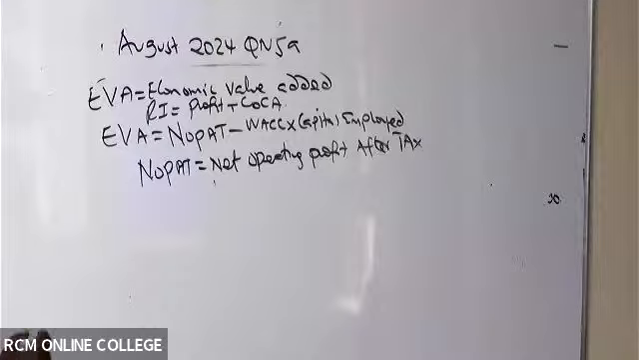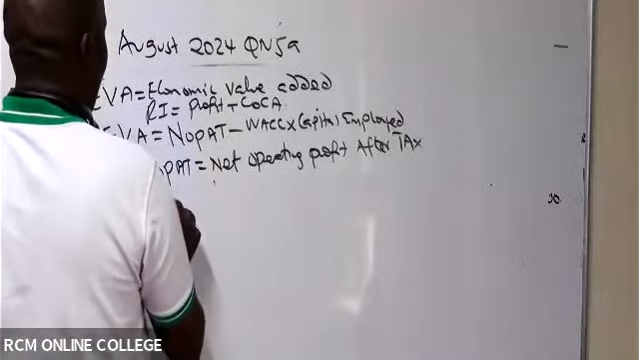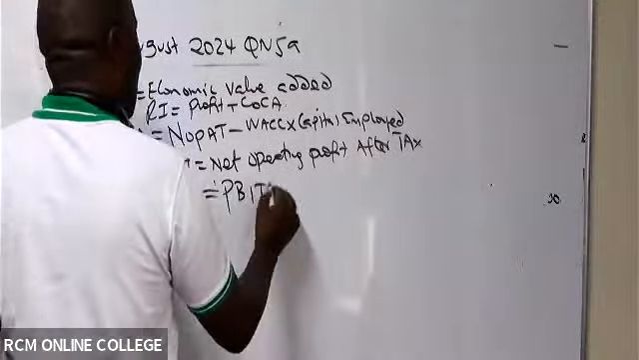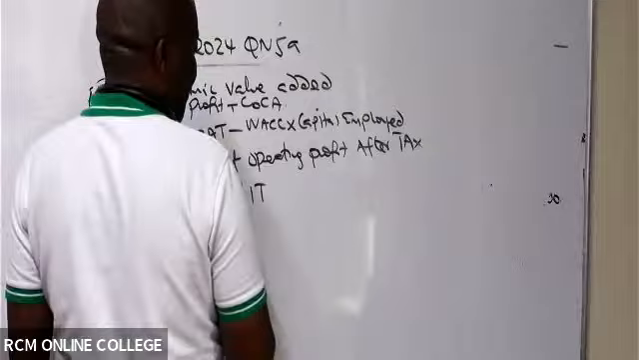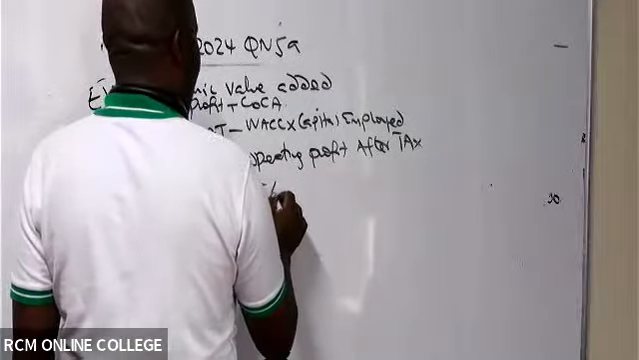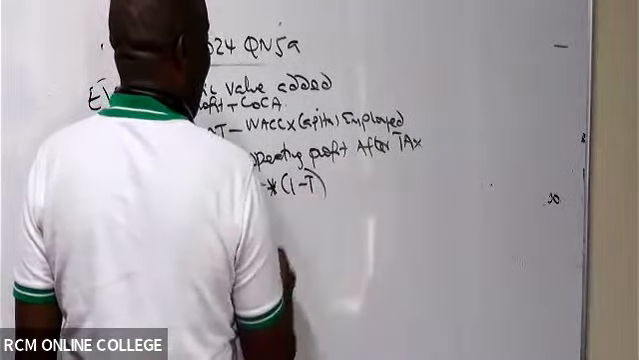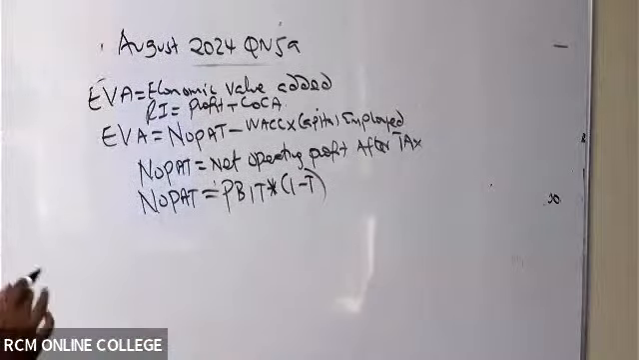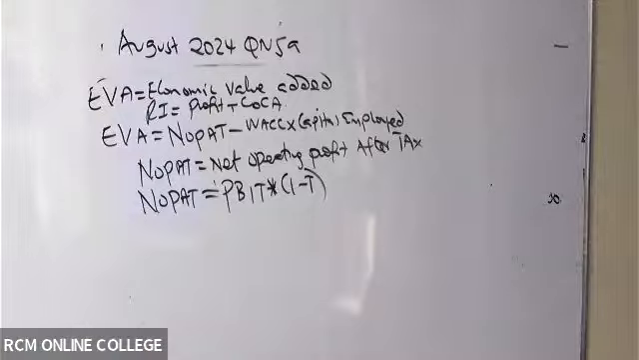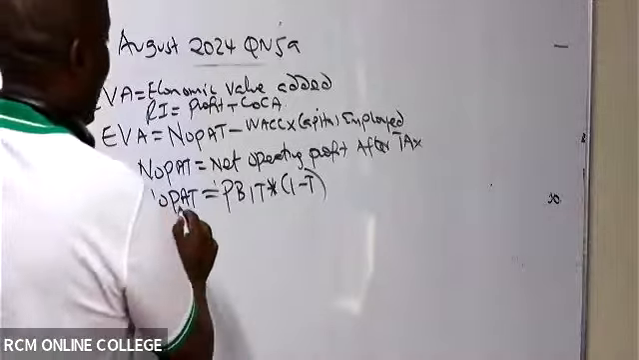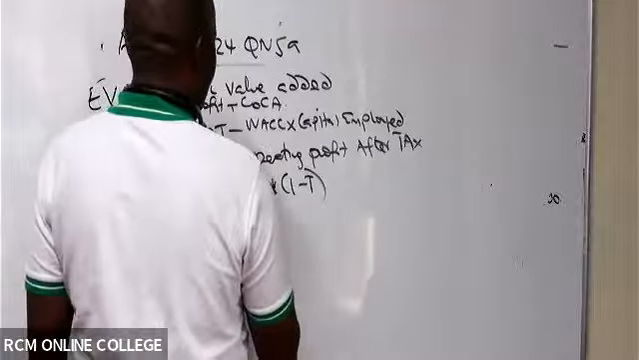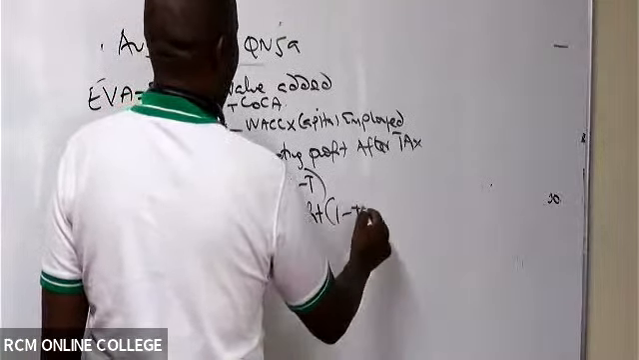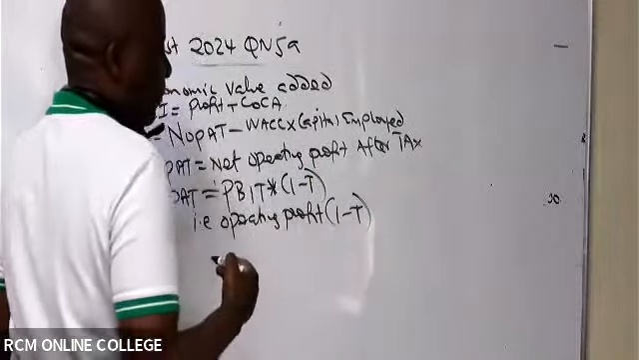And how do we get this NOPAT? To get NOPAT, because it's operating profit, you take the operating profit, PBIT, times 1 minus tax. That is NOPAT. Anytime they want us to get NOPAT, you take the operating profit times 1 minus tax.